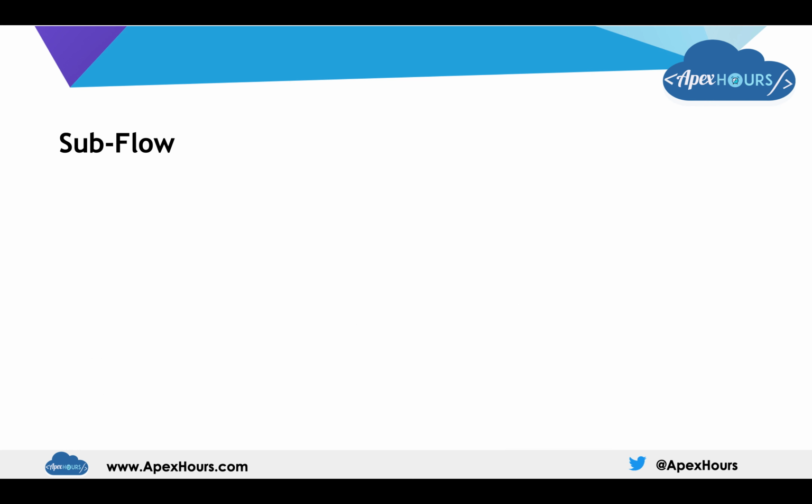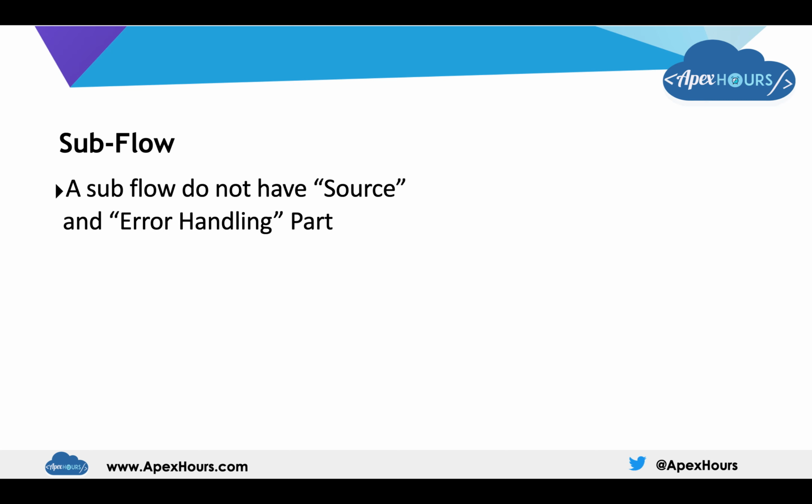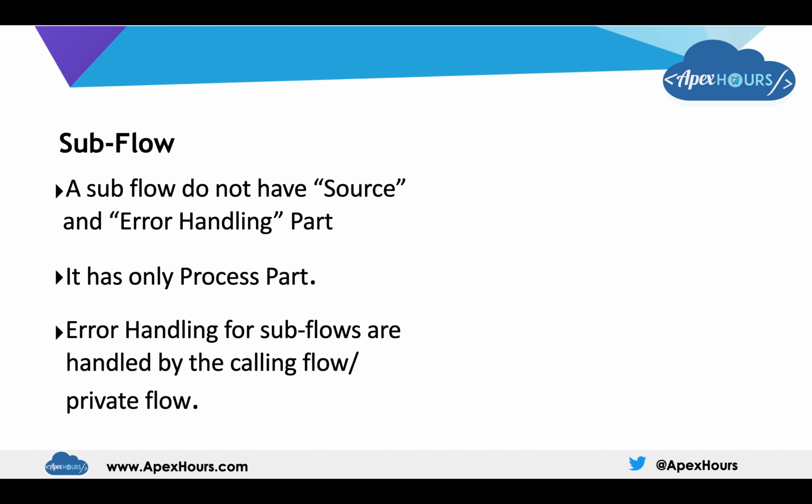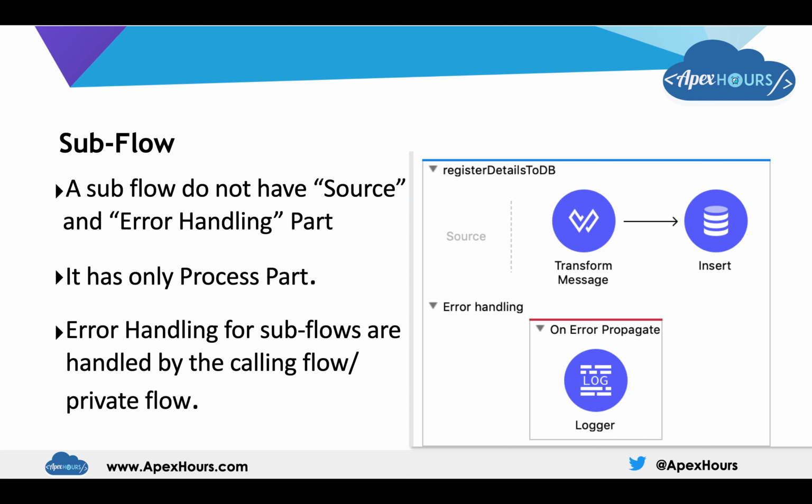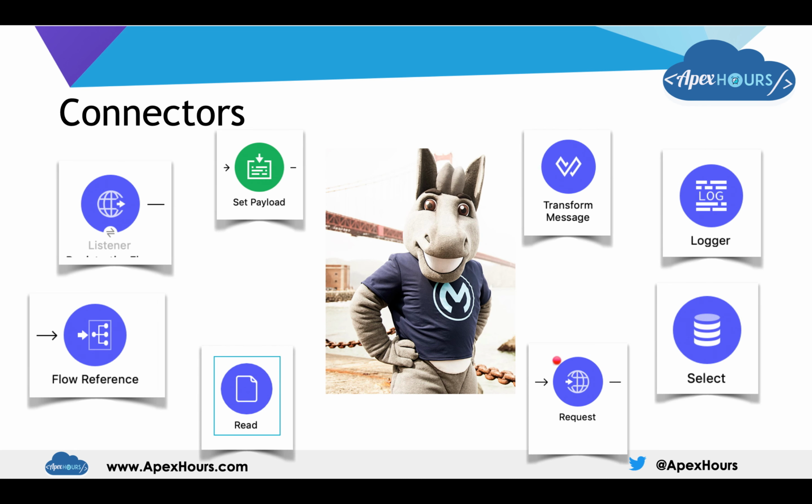Now coming to subflow. A subflow does not have a source part at all, and not even the error handling part. It has only the process part. It's very simple to understand. Error handling for subflows is handled by the calling flow or the private flow. So if you look at this, oh sorry, this is the wrong picture that I have shown, so ignore that. I will show you how a subflow looks.